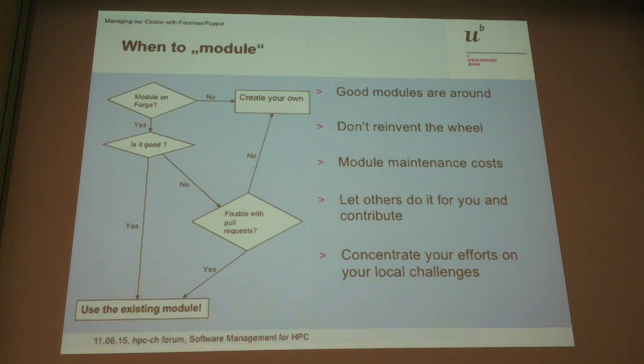If it's not quite what you want, is it fixable? Can we do pull requests? Does the maintainer react in a timely fashion? If yes, don't go for yourself. Use the existing module. Improve it. Send pull requests. Because module maintenance costs. It costs you time. You have to do tests. You have to write the code. So it's always easier to use a module that is there and to improve it than to write your own module from scratch.